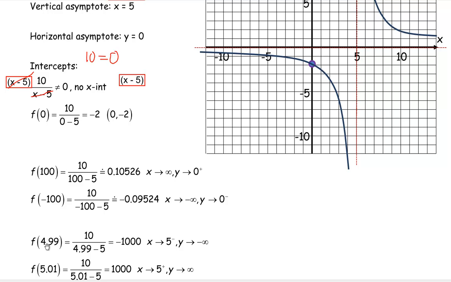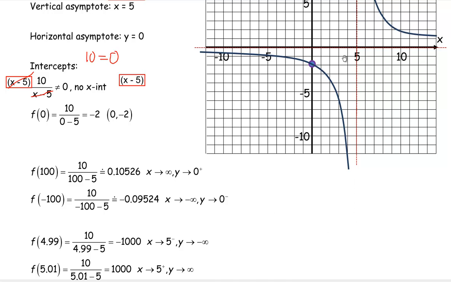And so, okay, that's to the left of 5. So as we approach 5 from the left, that's what that negative means. The y values are tending towards very large negative values. So we say y is tending toward negative infinity. So that means that as you come towards the right and get closer to where x is 5, the y value is becoming larger and larger negatives. It's going like that.